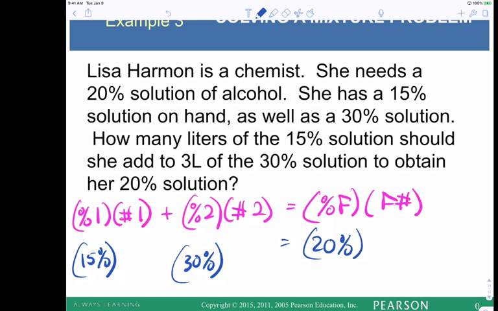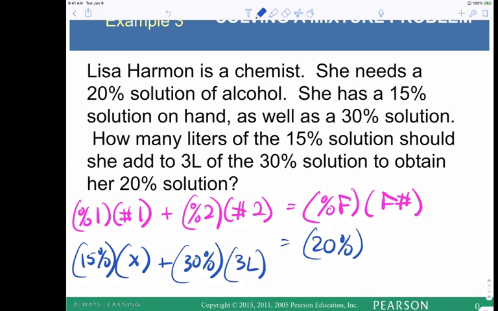It says how many liters of the 15? So it goes right here, right? Plus. It says how many liters of the 15 should she add to 3 liters of the 30? So where does the 3 go? Number 2, 3 liters.